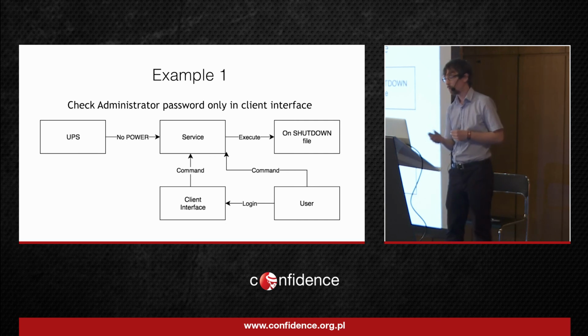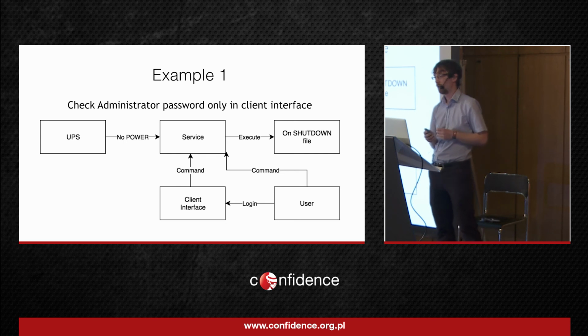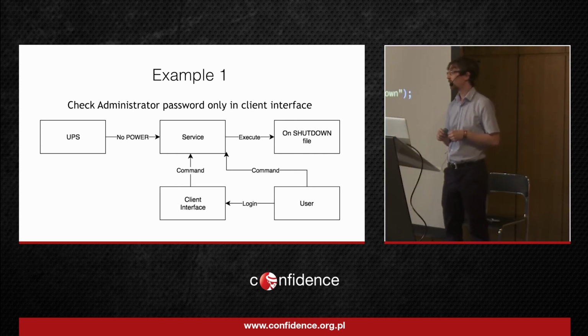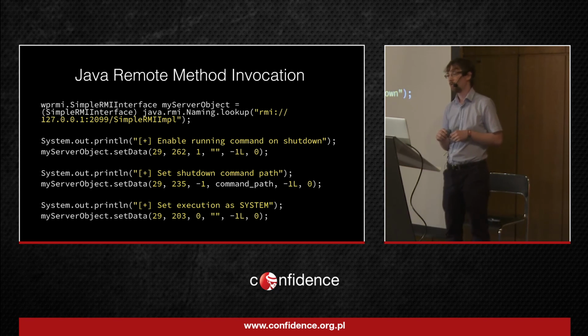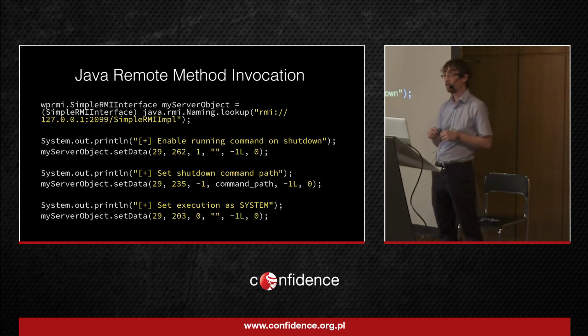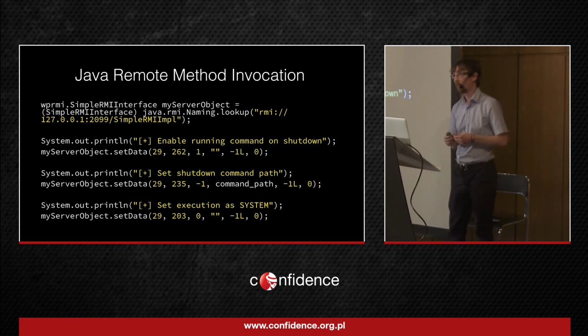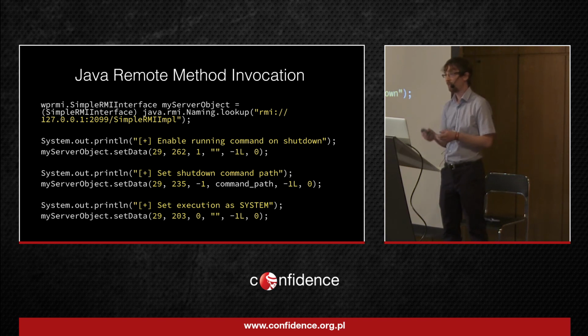So I did some reverse engineering. And as I saw, they indeed check passwords inside the client interface, but they send commands directly to the service without any authorization. They were using the simple Java Remote Method Invocation protocol. And as you can see here, it simply sends some data to the service, and there is no authorization here. So I don't need to log into the graphical interface. I can modify those settings using my Python.